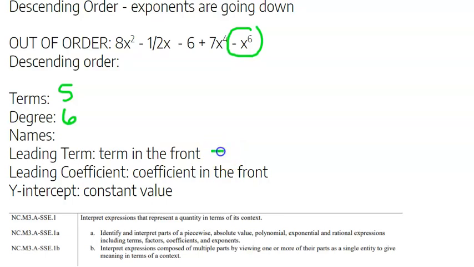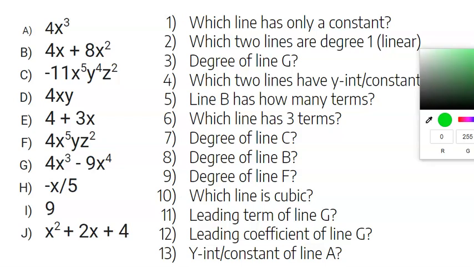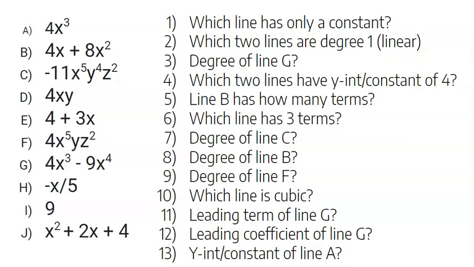Leading term, the term in the front again, is negative x to the 6. That negative belongs to that x to the 6th. The leading coefficient on there is -1. And finally, again, the constant is -6, which would also be the y-intercept again. Couple great little questions to ask about these. Again, I got to kind of rush through the first part of this video.